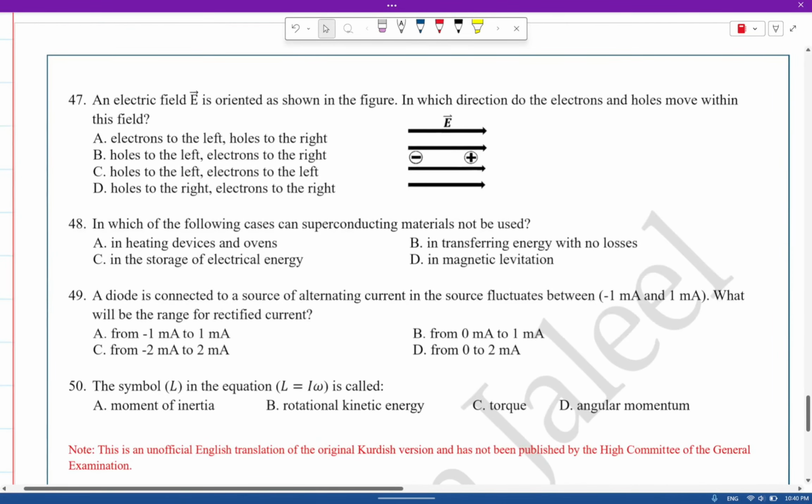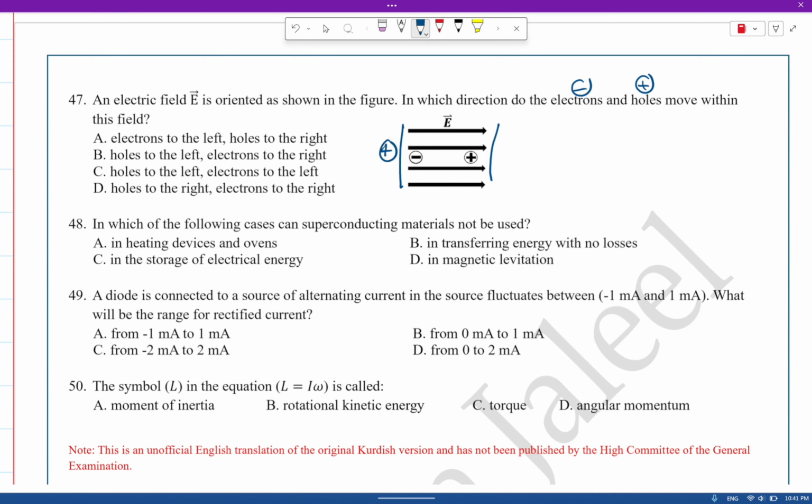Question 47 says, an electric field is oriented as shown in the figure. In which direction do the electrons and holes move within the field? Electrons basically are negative, holes represent positive charges. So of course, if you have a field, the field lines point in the direction of the electric force on a positive test charge. If this side is positive, the other side is negative, and these lines always come out from positive towards the negative.